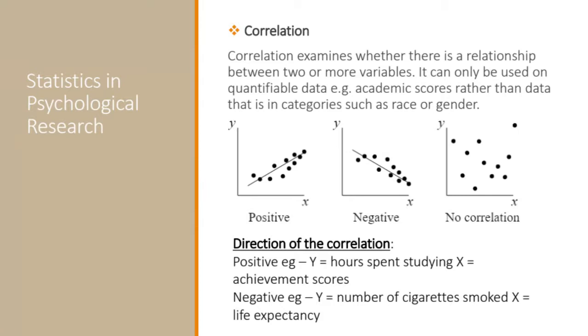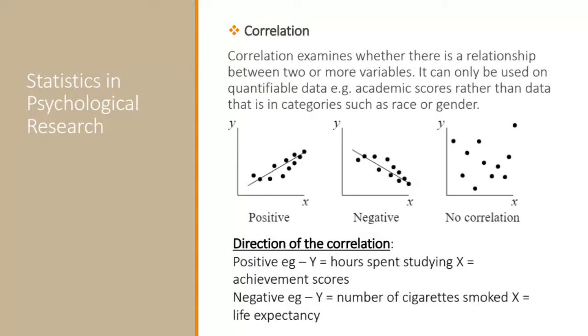A negative correlation goes the other way. Let's say, for example, we look at the number of cigarettes that someone smokes and life expectancy. The more someone smokes, the shorter their lifespan will be. That's negative. So the more I smoke, the earlier I'm going to die. Those two things are negatively related. As one goes up, the other goes down. And if there's no relationship, you'll end up with a random graph like that, and you say there's no relationship between the two things. So what we're trying to do is to say, is there a relationship? We're not saying X causes Y. We're just saying there is a relationship. It's not about cause and effect.